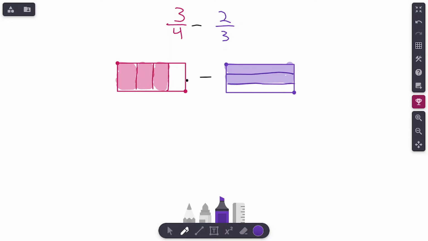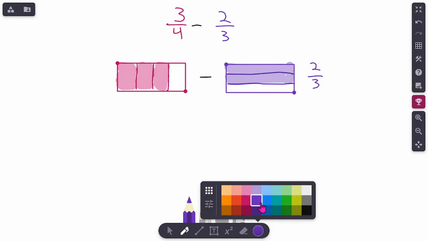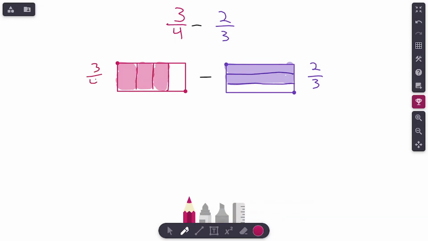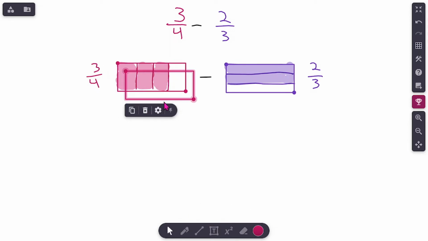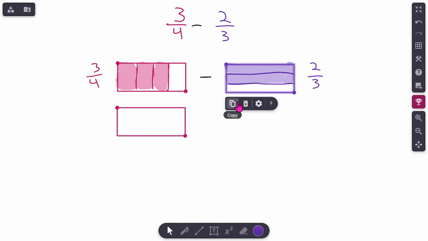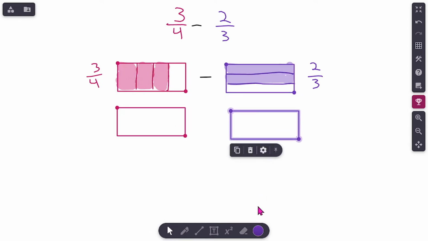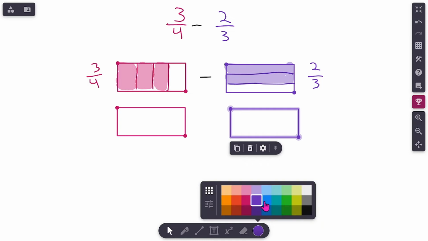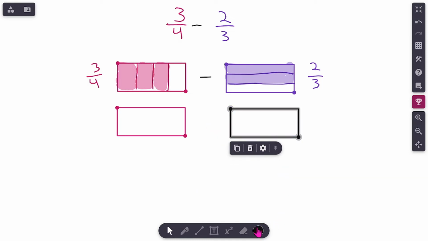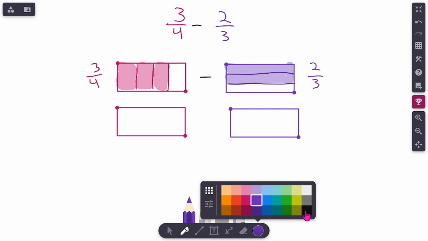The models are both the same size, but the pieces are different sizes. These are fourths, these are thirds. We need to find a common denominator for that. So what we need to do is create equivalent fractions for 2/3, and create equivalent fractions for 3/4. And that's what we're going to do next with our models. So going to copy these models, bring them straight down. I'm going to redraw what we already have because I want to keep the models above us still there, so we know what's going on.